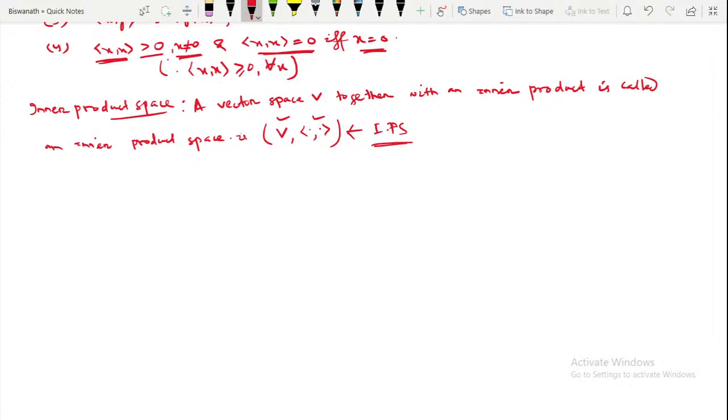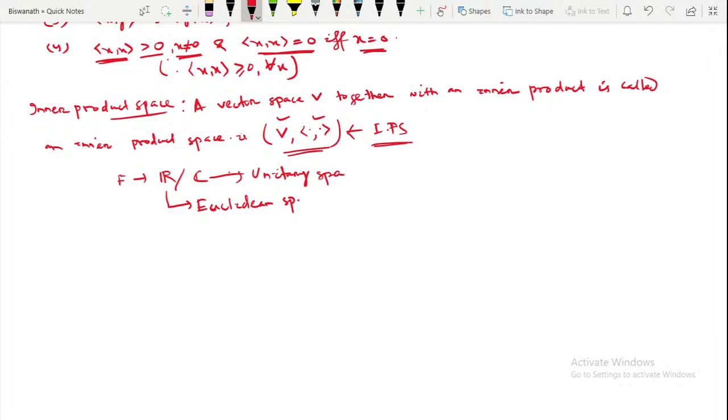In the definition of inner product, I already told you that the field F may be the set of real numbers or the set of complex numbers. So if the field F is the set of real numbers, that means the vector space is an inner product space over the field R. This is called a Euclidean space. And a vector space over the field C is called a unitary space.